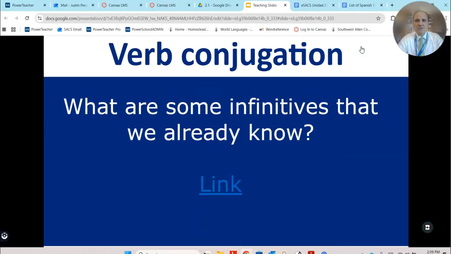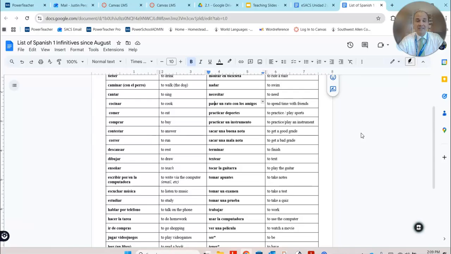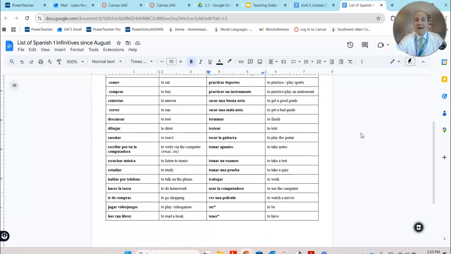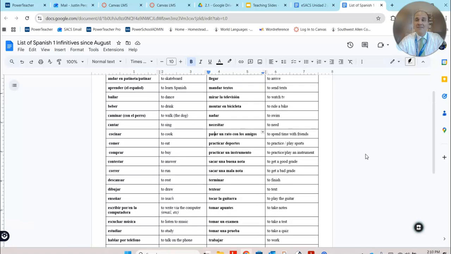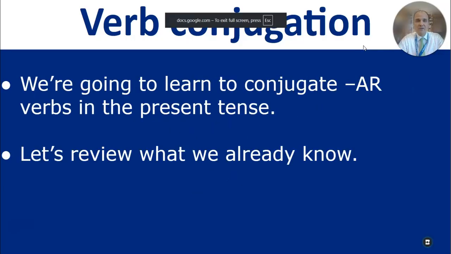All right? So what are some infinitives that we know already? Well, I'm just going to go over here and pull this list up. You've seen this list before, but if you look at this, we've learned quite a few infinitives during the last 10 weeks. This is the list we've been working off of, and by now, these are all the infinitives that you know. So you have quite a bit of vocabulary in your heads, but also quite a few infinitives that you can use to communicate. So we have that list handy, and we're going to be referring back to that list as the year goes on. So today we're going to learn how you conjugate AR verbs in the present tense.